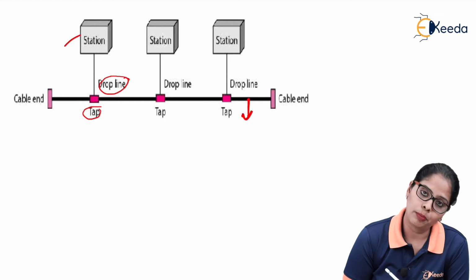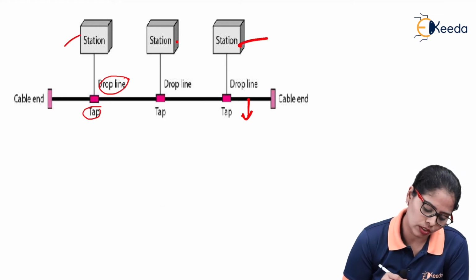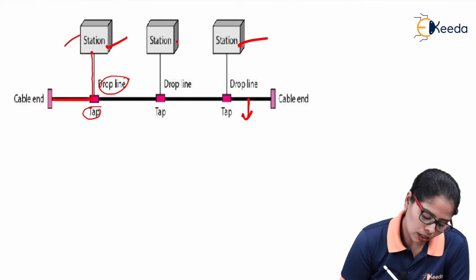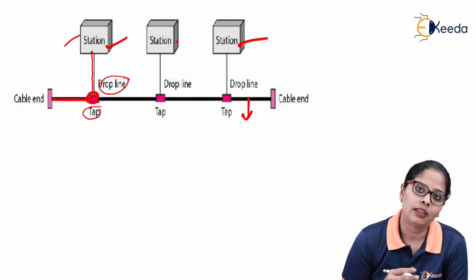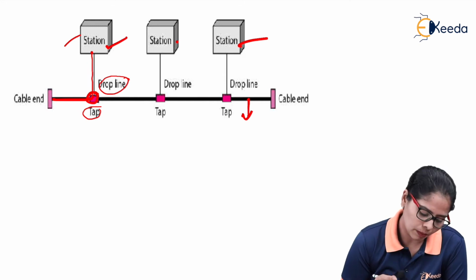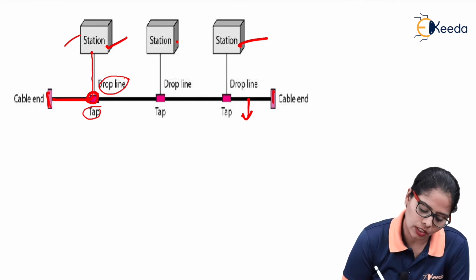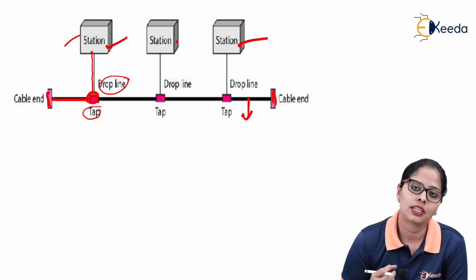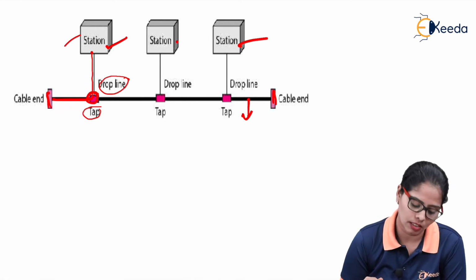So this is computer 1, computer 2, computer 3. This is a drop line. Drop line means there is a connection between the device and the main cable. Tap means it is like a splitter which splits the main cable. At the end, you will find the terminator, which will absorb the signal to avoid the bouncing of the signal.